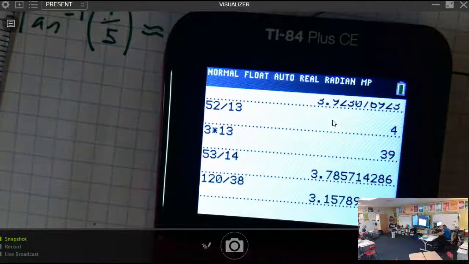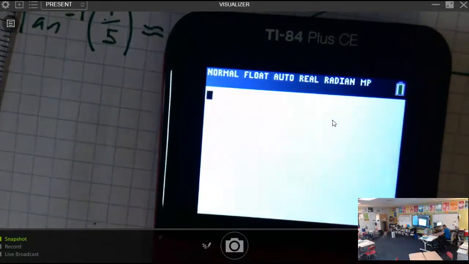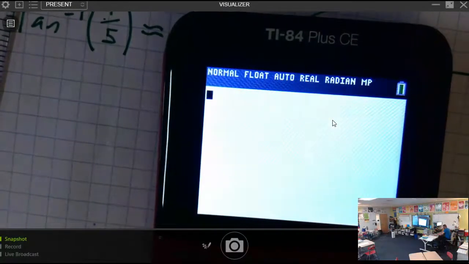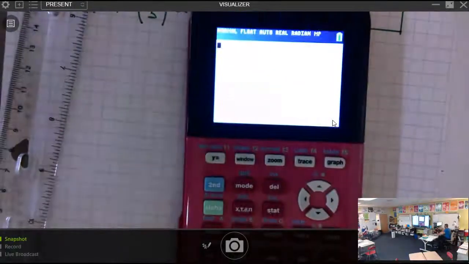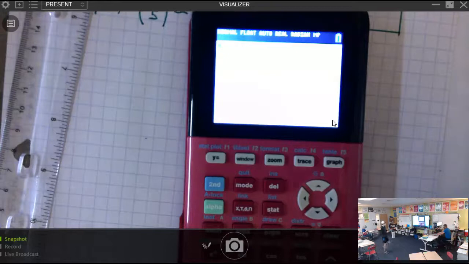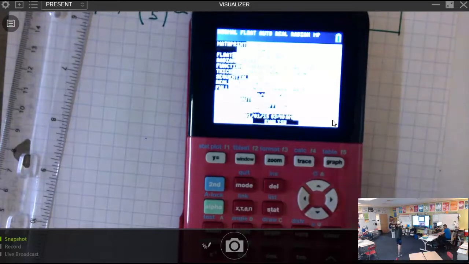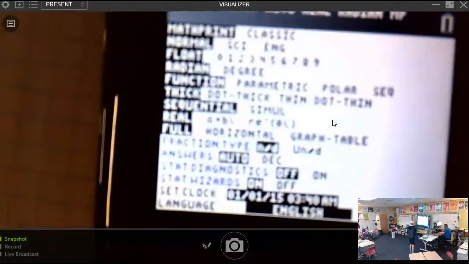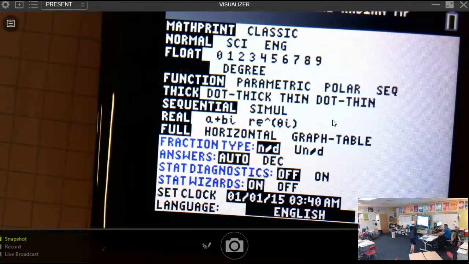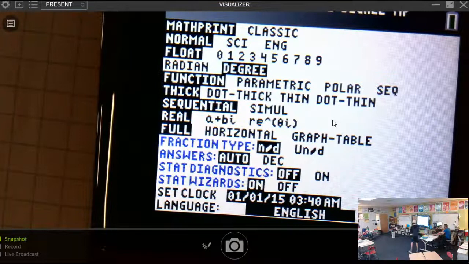So, second quit, clear can clear everything. Jake, you want to talk us through? What button do I push, Jake? Okay, so you push mode. You go down. If your calculator is set to defaults, your calculator will be set on radian. And then you go over and hit enter. So you change it to degrees. And then you hit clear.